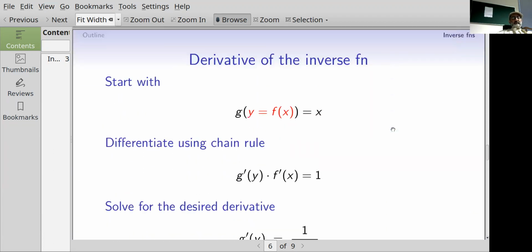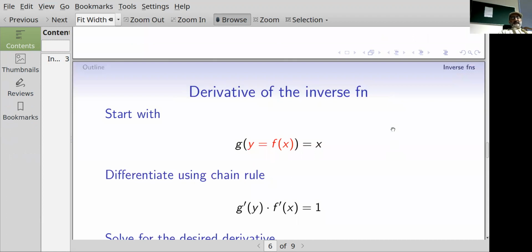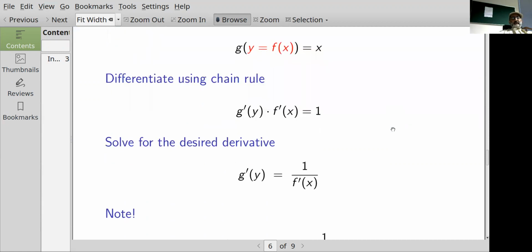Okay, so let's start with g of f of x equals x. I'm calling the result of f of x y. Okay, and then the chain rule says take the derivative of g with respect to y, and then multiply by the derivative of the inner function, which is f. So the derivative of g at y times the derivative of f evaluated at x, and the derivative of x with respect to x is equal to 1. And then if we solve for the desired derivative, we will get the derivative of g at y is equal to 1 over the derivative of f at x.